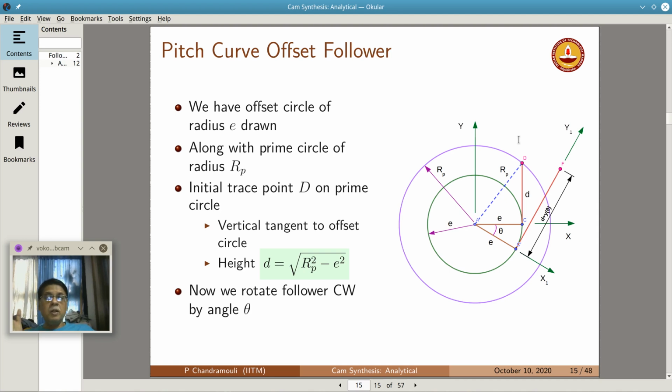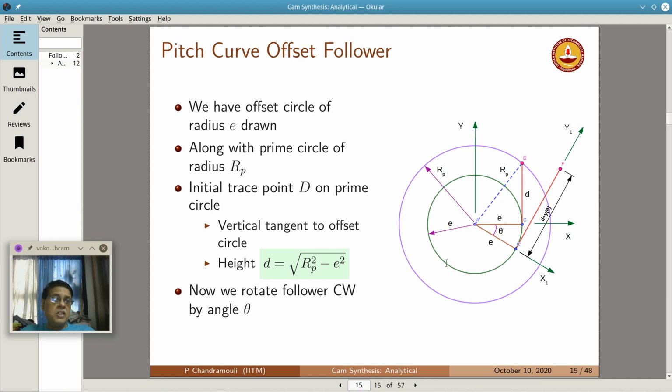But now again we are going to do the same inversion, which means I freeze the cam, so the follower is going to rotate anti-clockwise, but at each position theta that I have, the follower axis, the translation axis, remains tangential to this offset circle. If I call this the prime circle, this green thing I'm going to call an offset circle. So the translation axis always remains tangential to the offset circle.